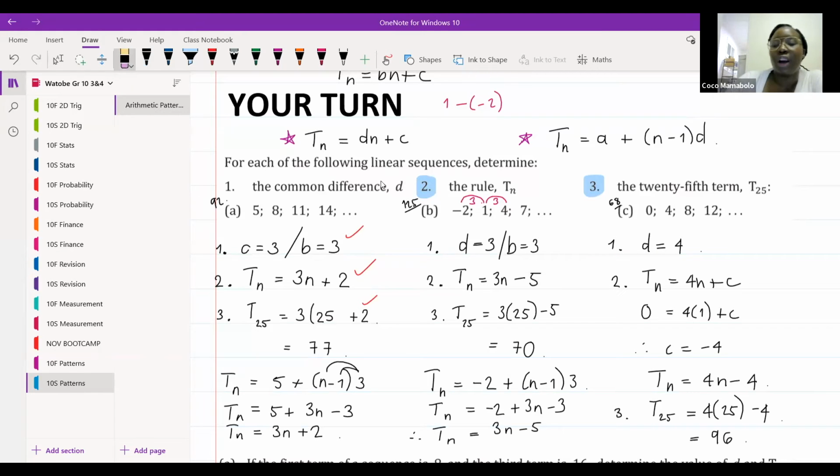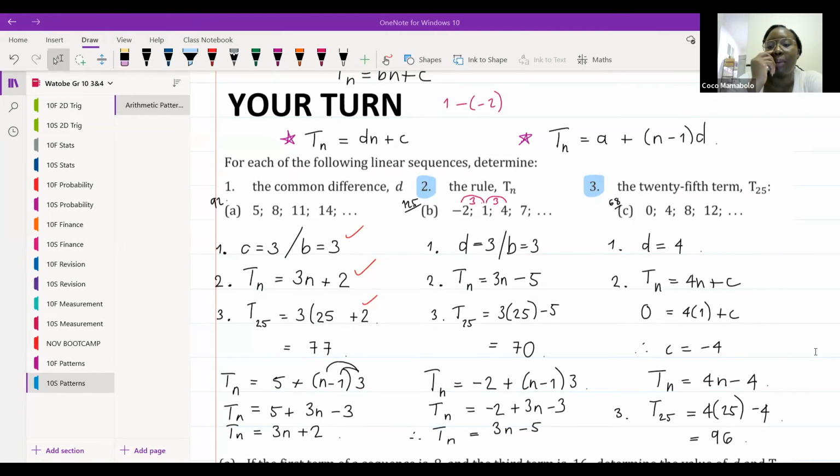I just want to ask everybody, on a scale of 1 to 10, how comfortable are we calculating the general term, any term in any of these sequences? Are we all okay with this? 10 being, I'm super confident, ma'am, I'm good. 1 being, help, ma'am, no. Okay, excellent.